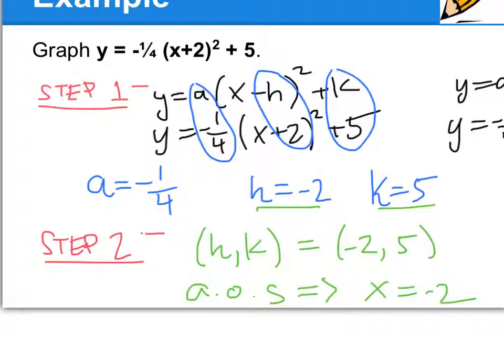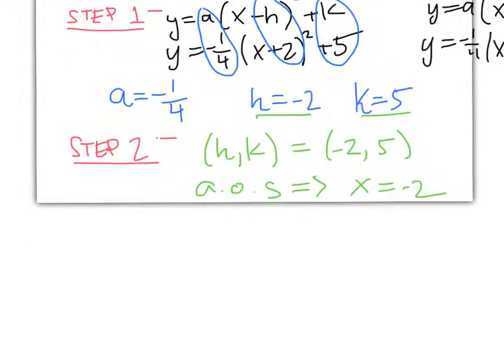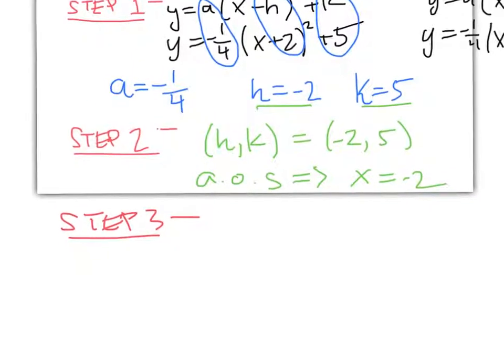So we're done with about half of the work. Step 3: plot the vertex and the axis of symmetry. Because I'm cheating a little bit, I already know what the graph is going to look like, so let me scoot this up.